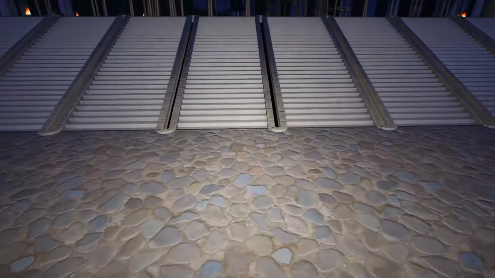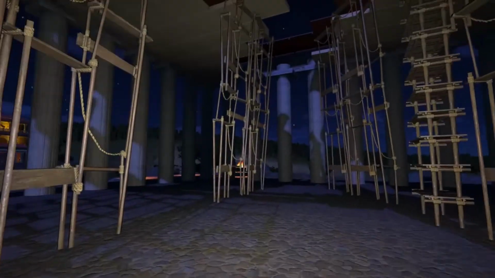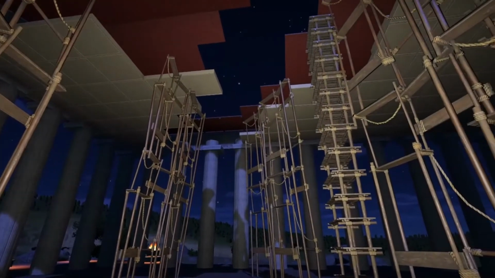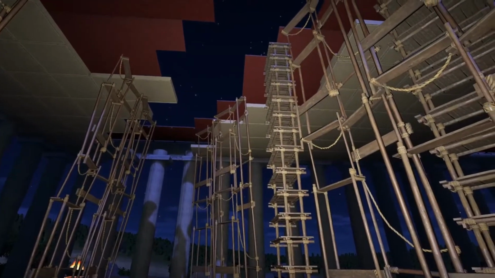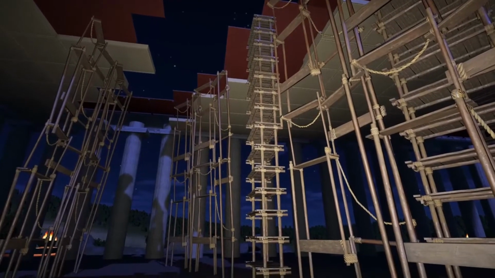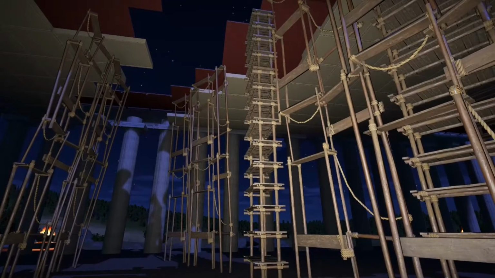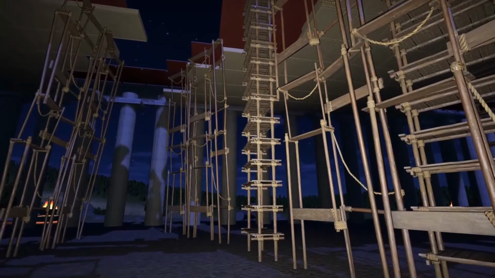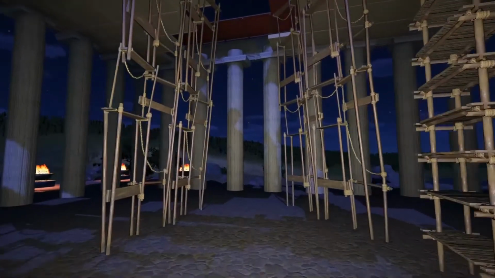Let's travel to the Acropolis. Here is the Acropolis. This is the Parthenon. In 431 BC, construction of the Acropolis was interrupted by the Peloponnesian War. Some parts were still being built. Now, let's see what it looked like after the Peloponnesian War.